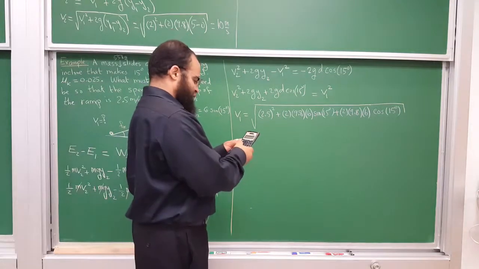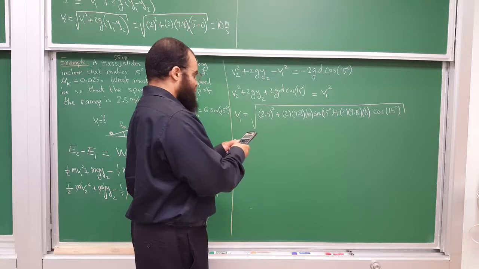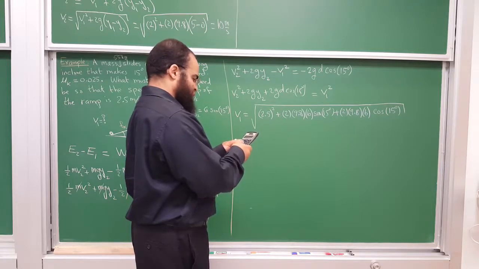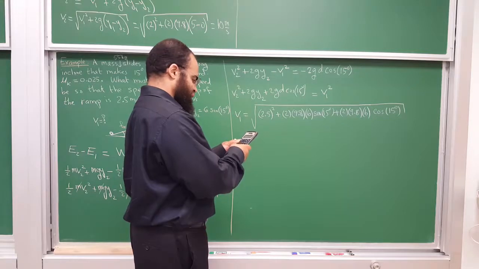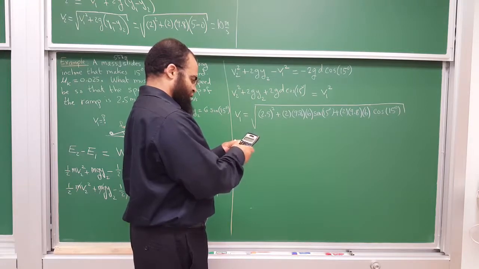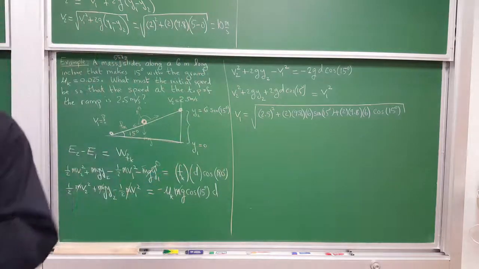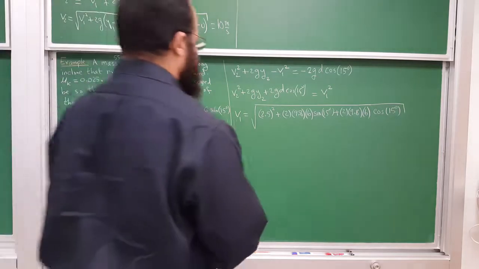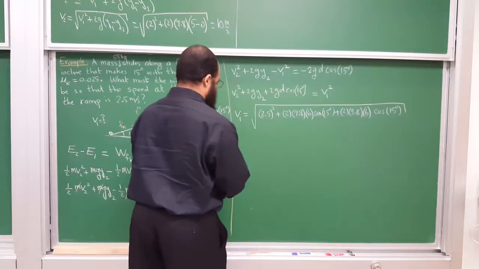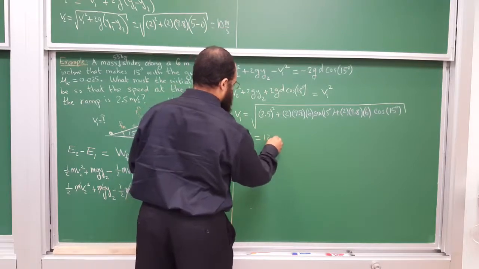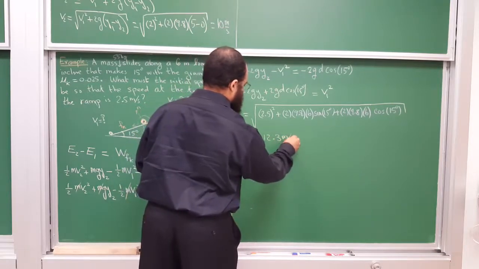So you have 2.5 to the power 2, plus 2 times 9.8 times 6 times the sine of 15, and then plus 2 times 9.8 times 6 times the cosine of 15. Then you have to take the square root of what I got. I think it's 12.26, 12.3 approximately. So V1 is 12.3 meters per second.